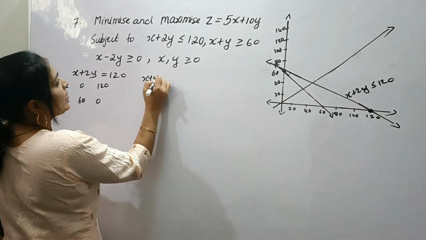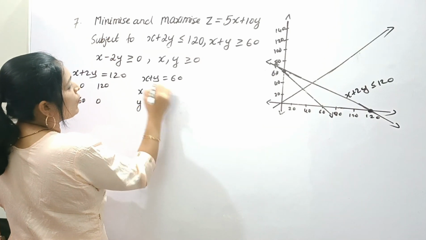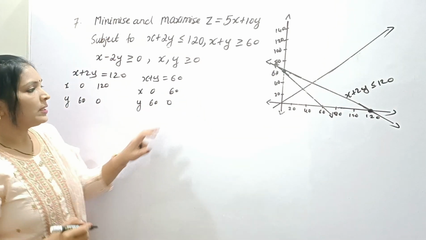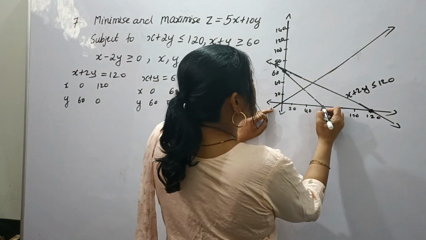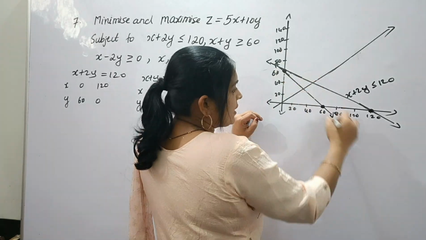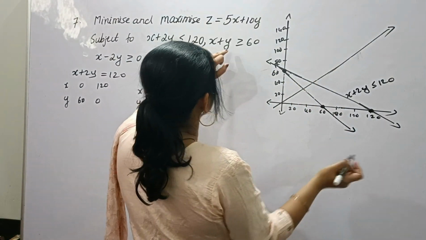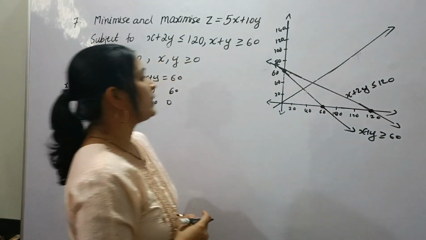Next constraint, x + y = 60. When x = 0, y = 60. When y = 0, x = 60. That is the point (0, 60). When x = 60, y = 0, it is the point (60, 0). Join these points. So it is the line x + y ≥ 60.